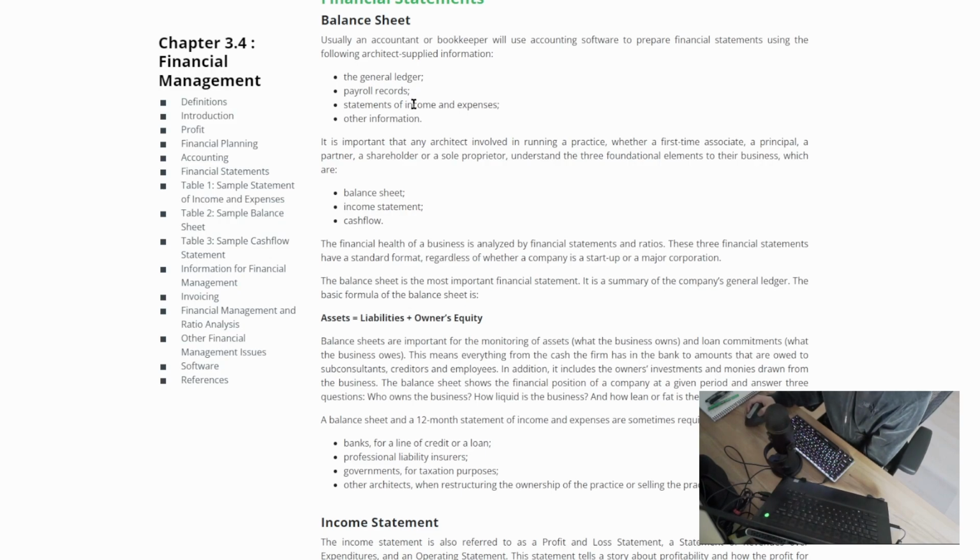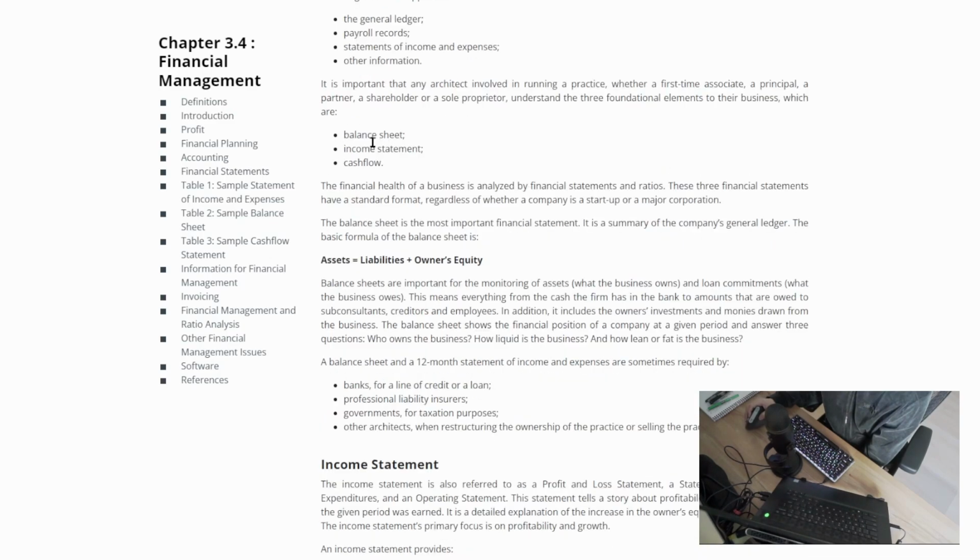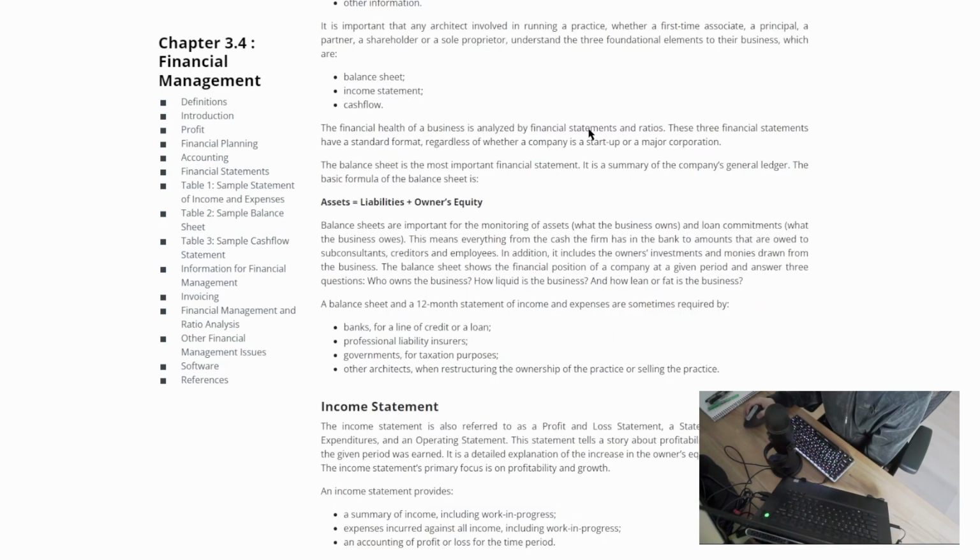It is important that any architect involved in running a practice, whether a first-time associate, principal, partner, shareholder, or a sole proprietor, understand the three foundational elements to their business, which are balance sheet, income statement, cash flow. The financial health of a business is analyzed by financial statements and ratios. These three financial statements have a standard format, regardless of whether a company is a startup or a major corporation.